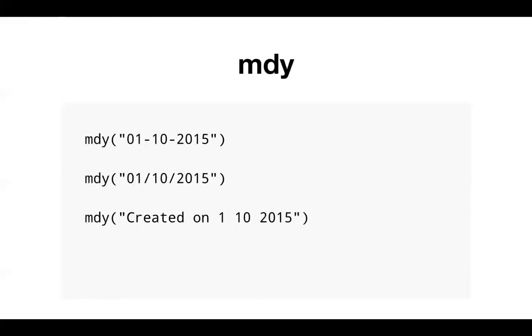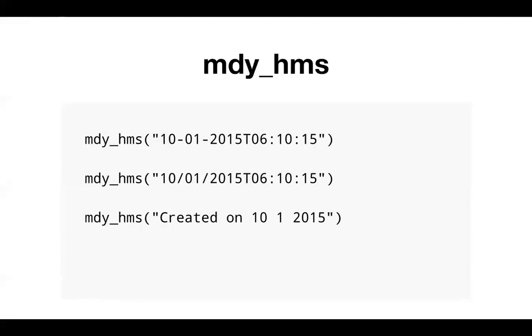So if those components of the date and time are not ordered as YMD, then what are you going to do? Well, there's a function for that. For example, if your data is in MDY order, month, day, year, then you just use the MDY function. Same thing if it even contains a time element, then you use underscore HMS.